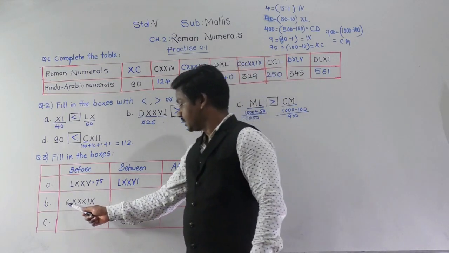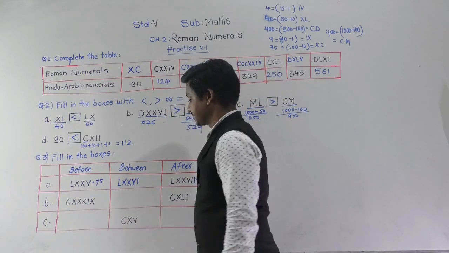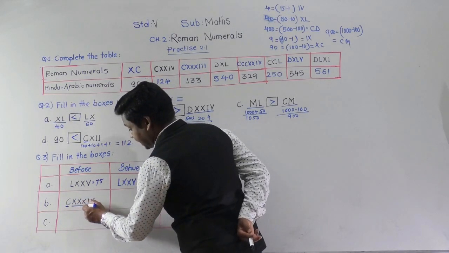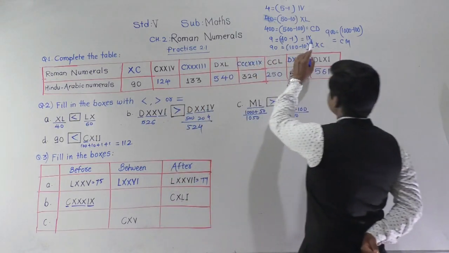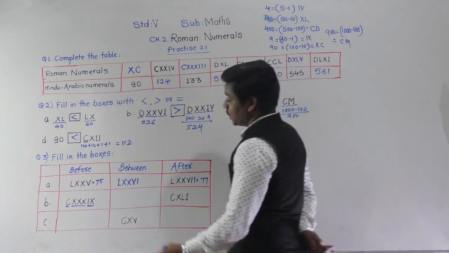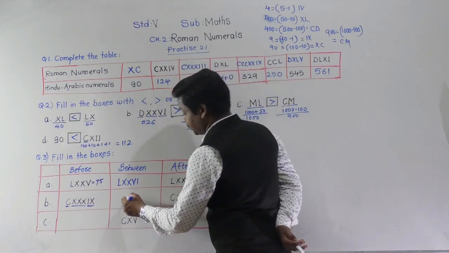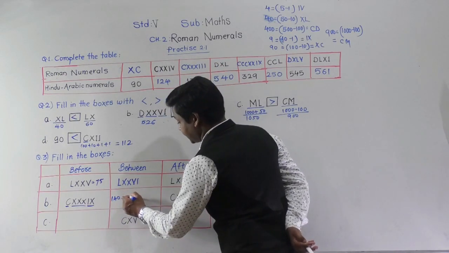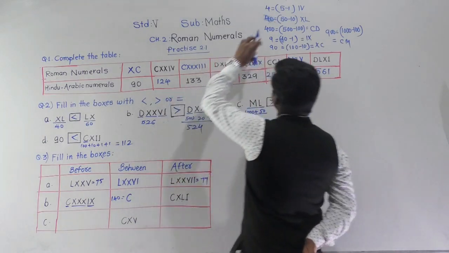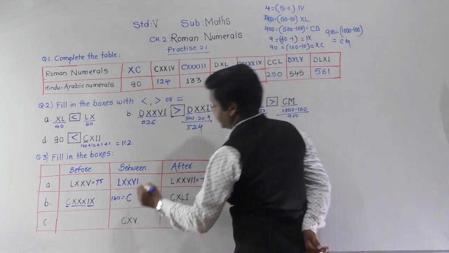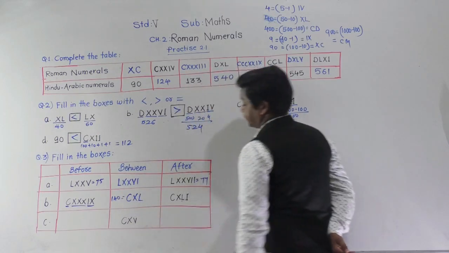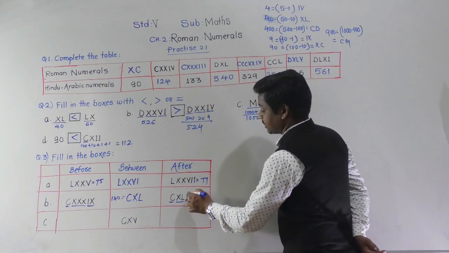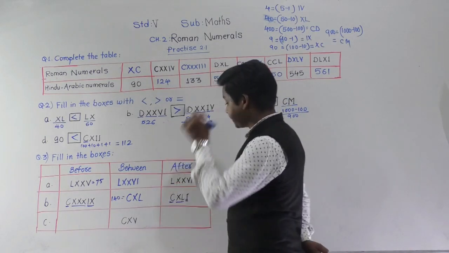See next. CXXXIX. C means 100, triple X means 30 and IX means 9. See, IX means 9. So 139. Then here there will be 140. Correct? Now 140 means for 100 C and for 40 we have XL. So CXL. And there is CXLI, okay, that is 141.